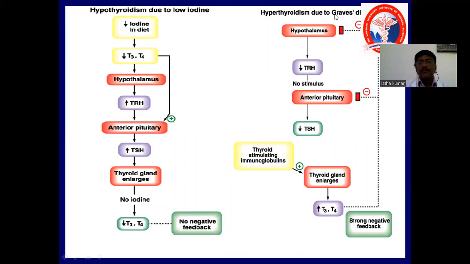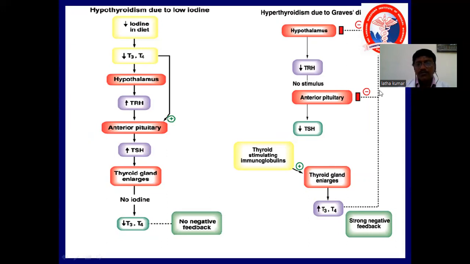And hyperthyroidism due to Graves' disease. The hypothalamus is inhibited due to Graves' disease, so the release of thyrotropin releasing hormone from the hypothalamus decreases. No stimulus to the anterior pituitary. The anterior pituitary also will not release thyroid stimulating hormone. The thyroid gland again begins to enlarge. There will be increased T3 and T4. Okay, increased T3, T4.